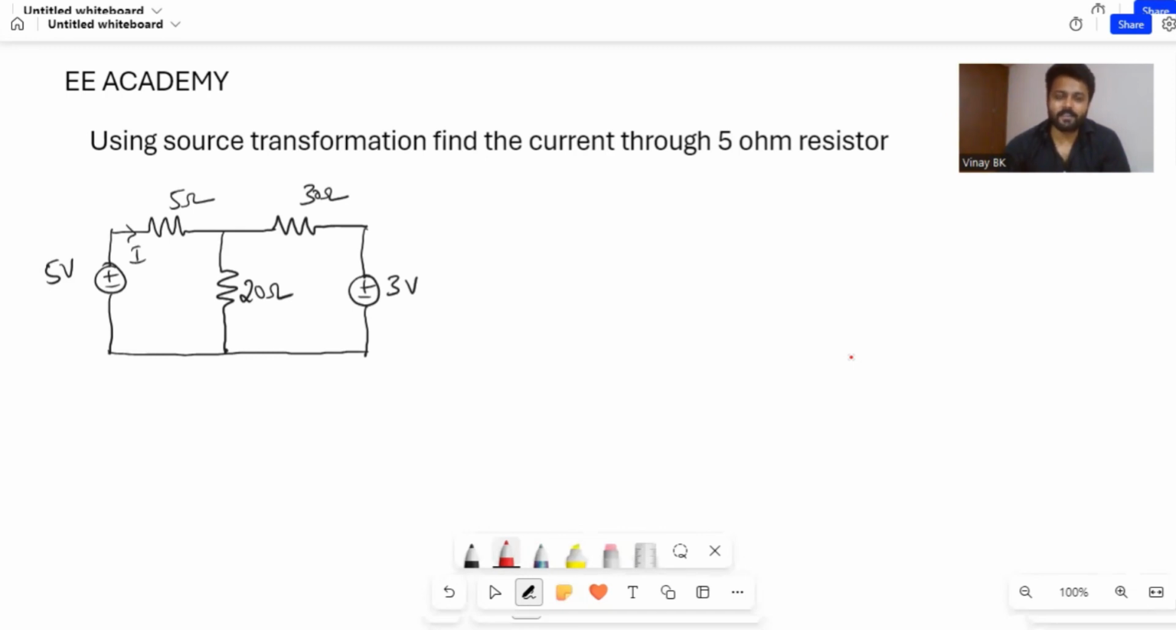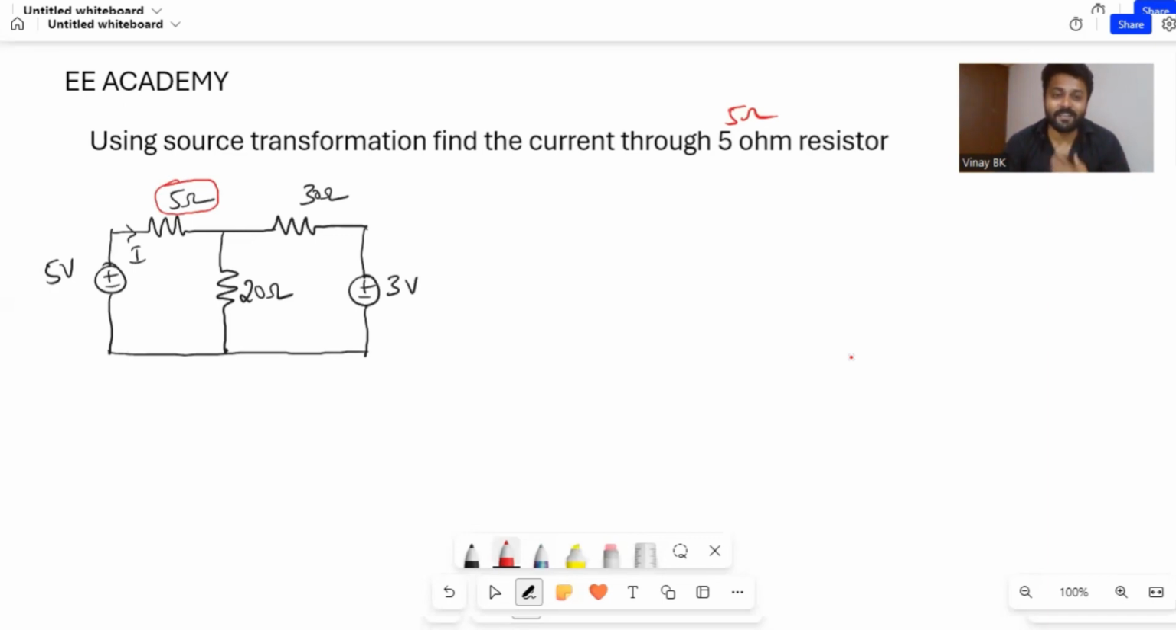So it's kind of a different problem, whatever I'm solving now, compared to the basics of source transformation. It is very easy if you understand, so please listen carefully and follow the steps properly to understand this problem. Without wasting time, the problem: using source transformation, find the current through the 5 ohm resistor. You need to find the current that flows through this 5 ohm resistor by doing source transformation.